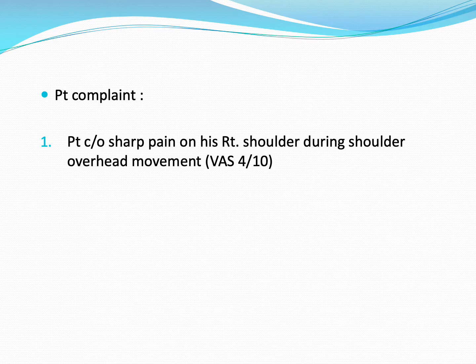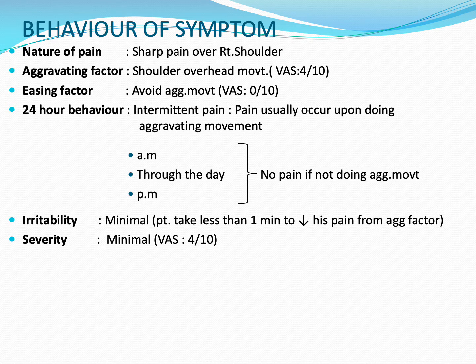So, what is the patient's complaint? The patient complains of sharp pain on his right shoulder during shoulder overhead movement, VAS 4 out of 10. So, for behavior of symptom, the nature of pain, this patient has sharp pain over the right shoulder. The aggravating factor is shoulder overhead movement with visual analog scale 4 out of 10. The easing factor is avoiding any aggravating movement. Then the visual analog scale is 0.